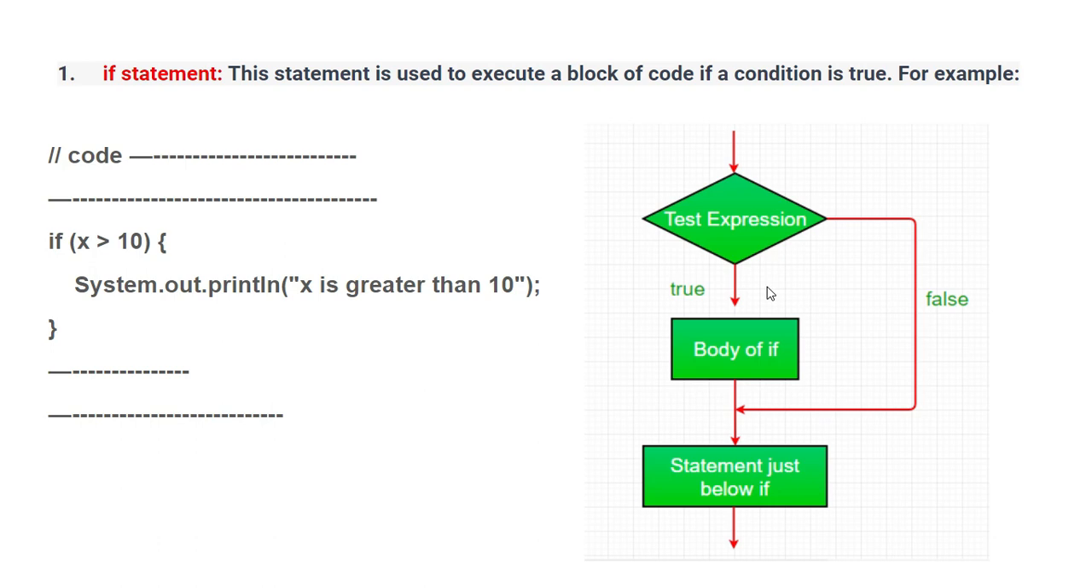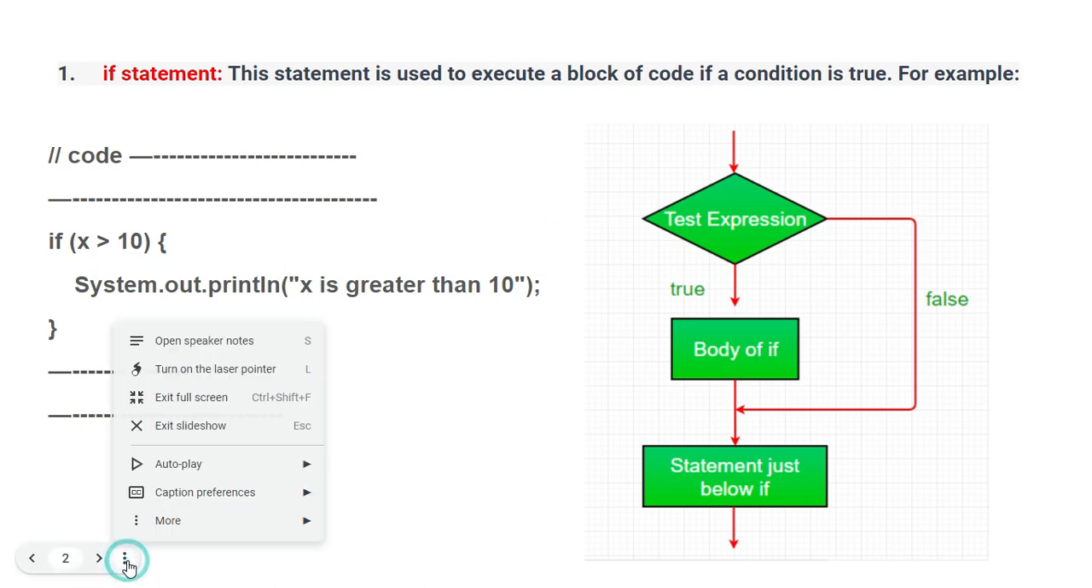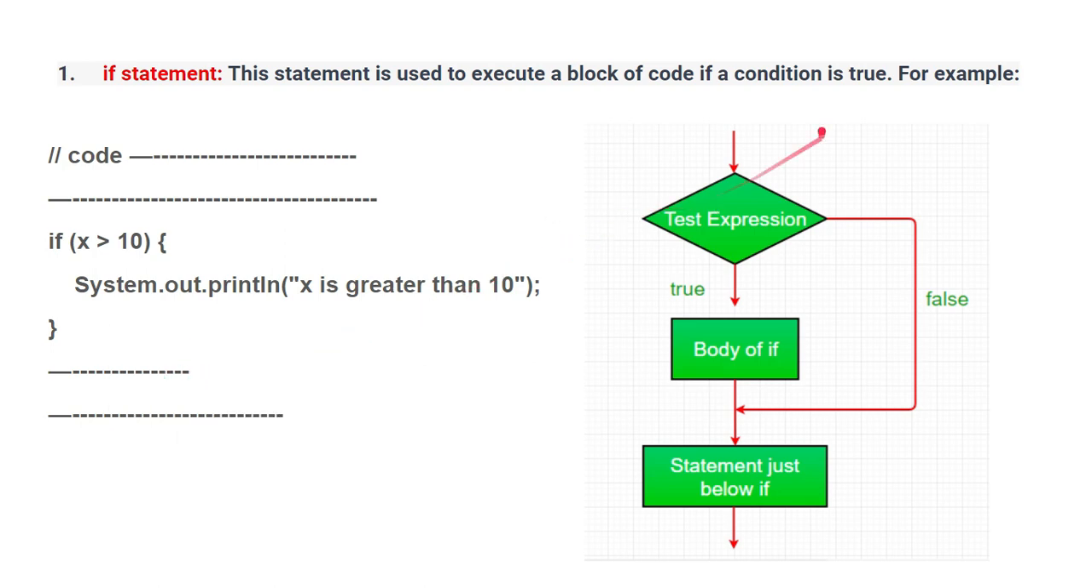For example, your code starts from that place and it will go below. Here it will test the expression, which means it tests the condition. Once the condition is tested, it will return true or false. If it is true it will go below and execute the body of the if. If it is false it will go outside and continue with the remaining statements. So this is the flow and this will happen.